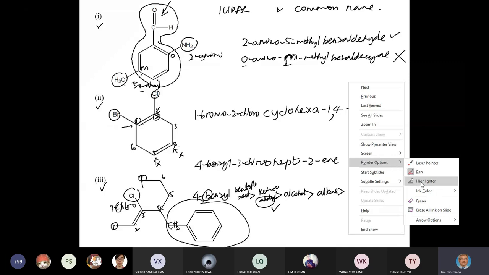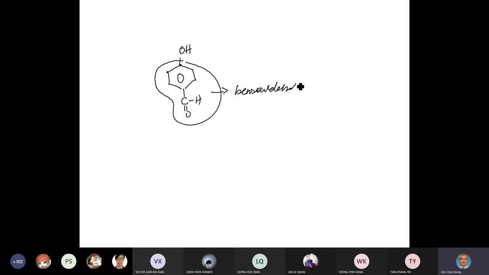Some students sometimes will ask me further in case this one happens. They say, let's say it's a benzene ring, then attached with OH, then attached with C double bond O and H. Which one should be the priority? They got two here. You can't just choose any one. The answer is aldehyde will become the priority. So this one is still benzaldehyde.